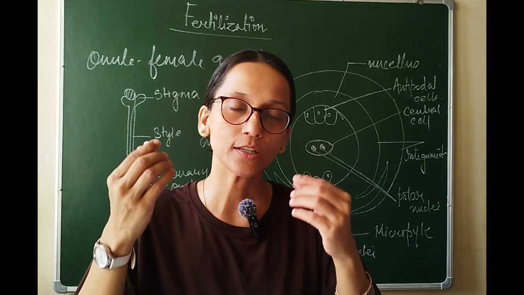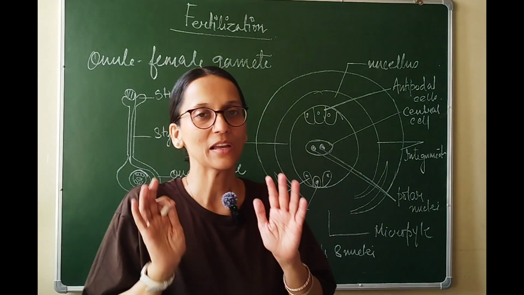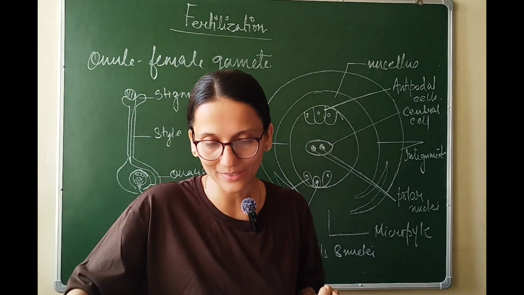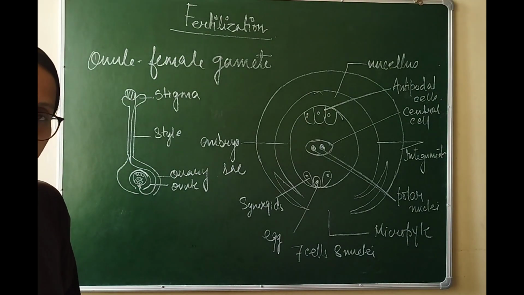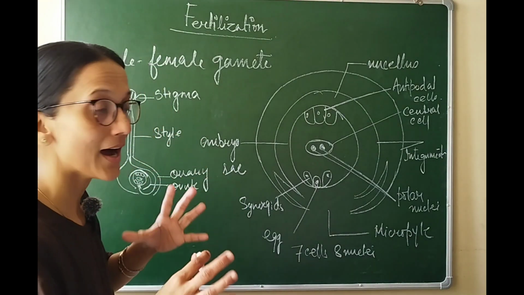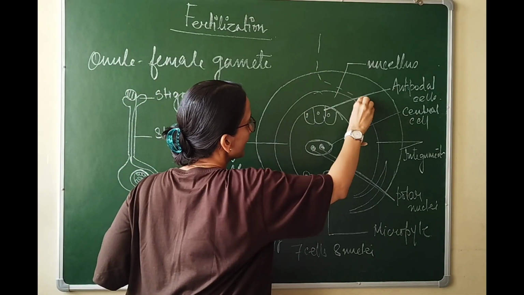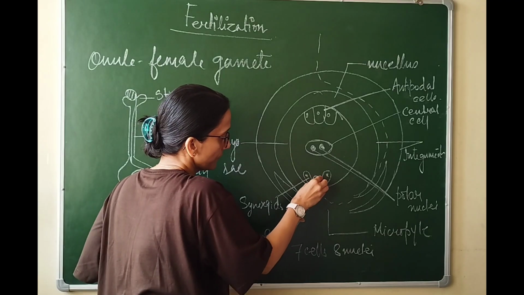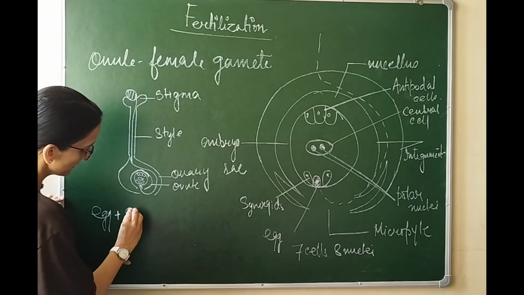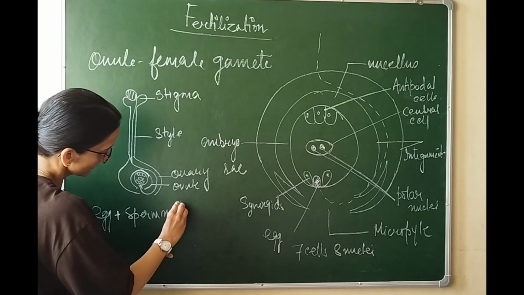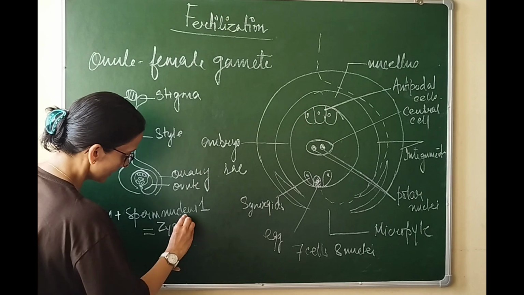The tube nucleus is going to degenerate as soon as the tube enters through the micropyle. It knows that my function is over. My function was to bring the tube close to the egg, which I have already performed. So I can degenerate now. Now we are left with 2 sperm nuclei. Where are they going to go? The first sperm nucleus will enter through the micropyle and fuse with the egg. So here will be egg plus sperm nucleus 1, and whatever structure that gets produced is known as the zygote.